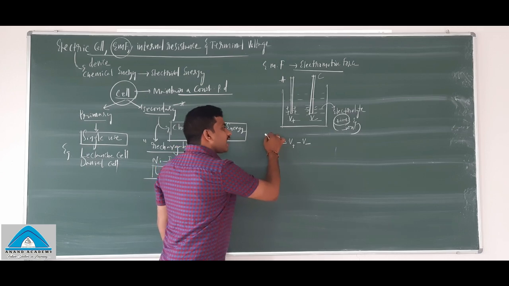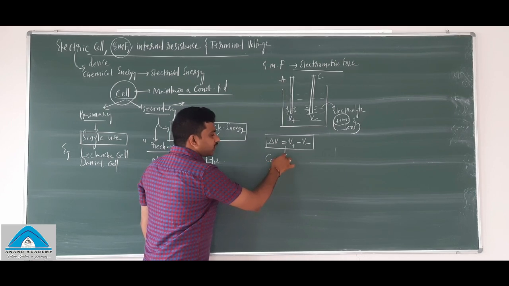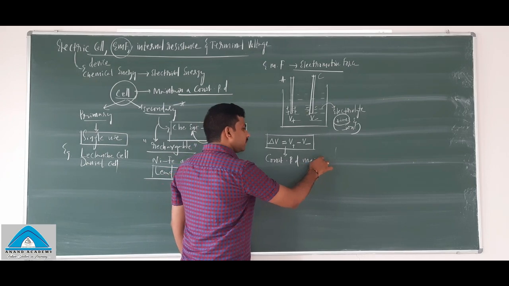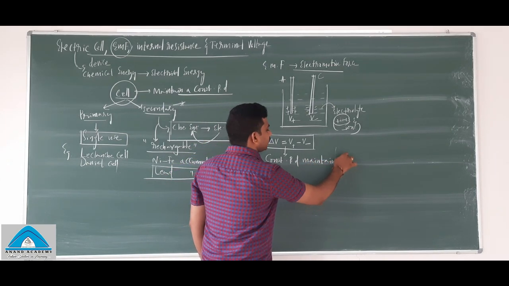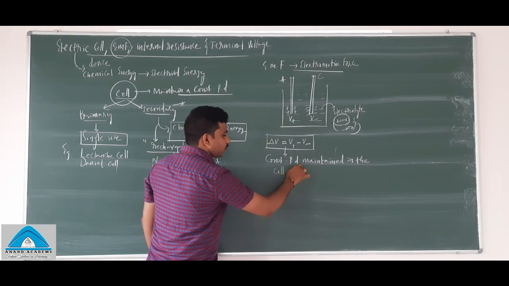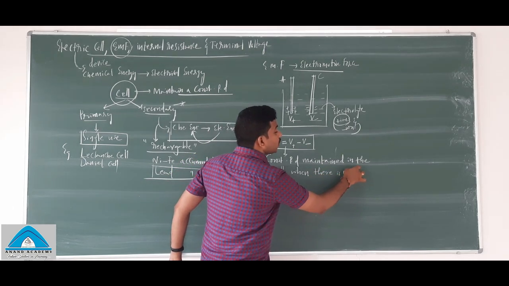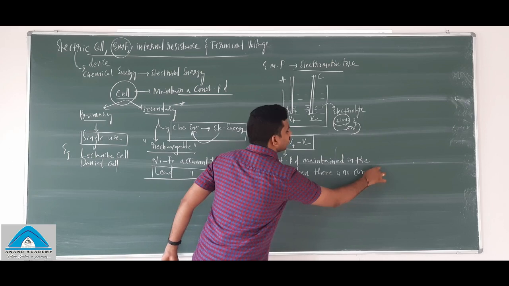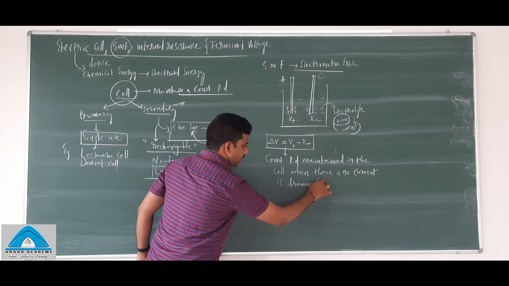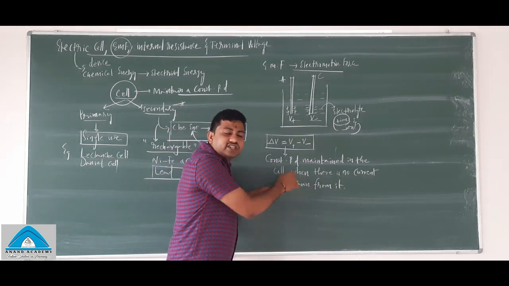I'm writing here: the constant potential difference maintained in the cell when no current is drawn from it is called EMF, right? So this is called EMF.